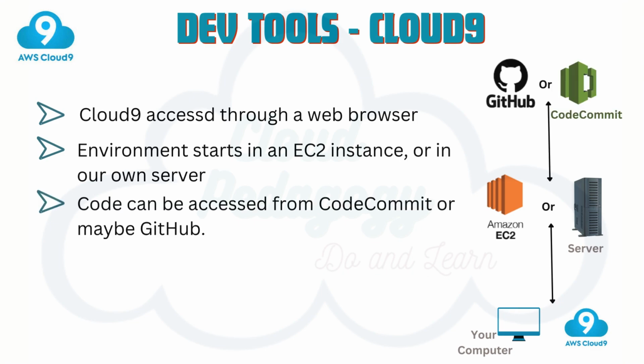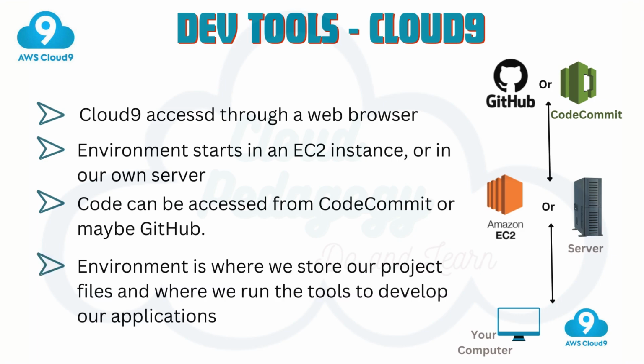The other thing is we have to have a place to store the code, and that's where AWS CodeCommit or maybe GitHub comes into play. In our case, we are using GitHub. Next to mention is the Cloud9 environment. The environment is where we store our project files and where we run the tools to develop our applications. Now, knowing more about the Cloud9 environment, let's go ahead and start with the tasks.